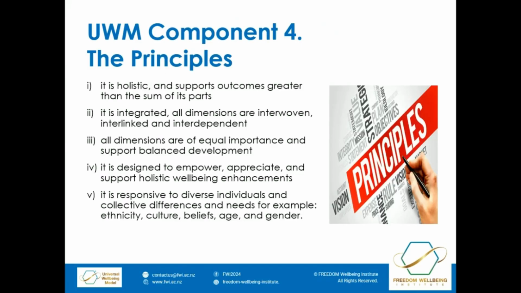The final component of the model are what we call the principles. So the Universal Wellbeing Model is overarched by these principles, and they guide us to view our universal well-being as a holistic thing, not as broken up pieces. And they also encourage us to see how the different parts of our universal well-being are integrated, interwoven, interlinked and interdependent. So often something we might experience in one part of our behaviour may actually be caused by multiple behaviours or experiences from other dimensions.